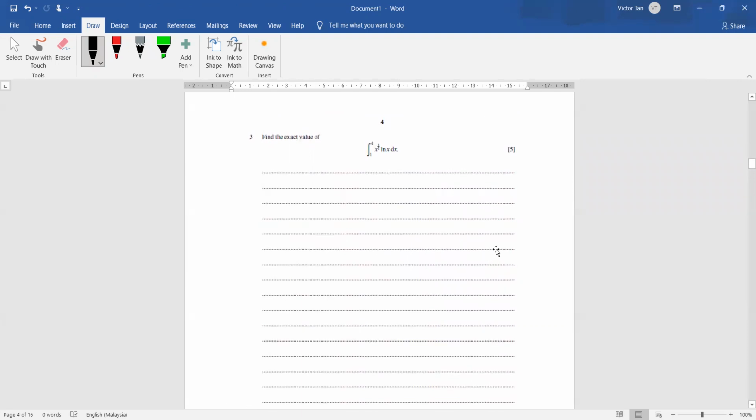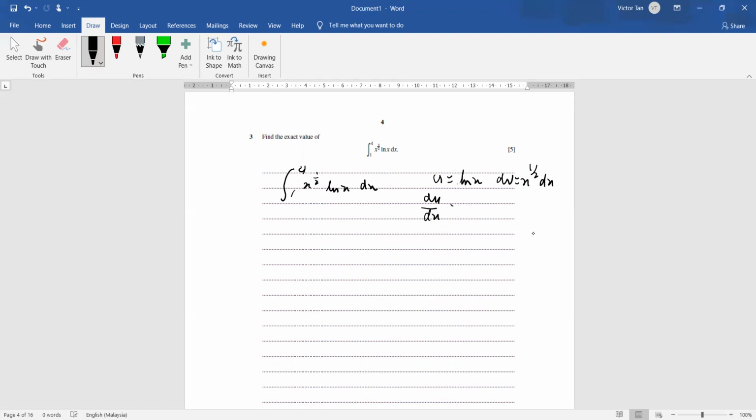Find the exact value of this integration, the integral from 1 to 4 of square root x times ln x. Now, usually in this instance, it will be integration by parts, because there's a mixture of functions. So you have to be careful. You can differentiate ln x, so you put u as ln x, dv as x to the power half dx.